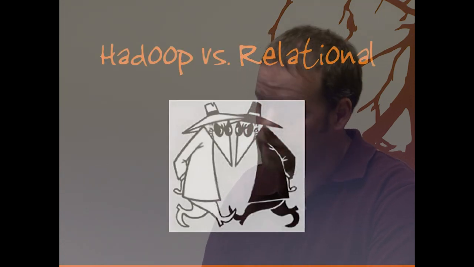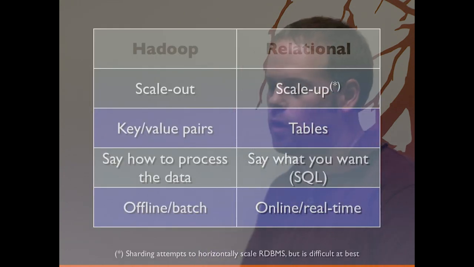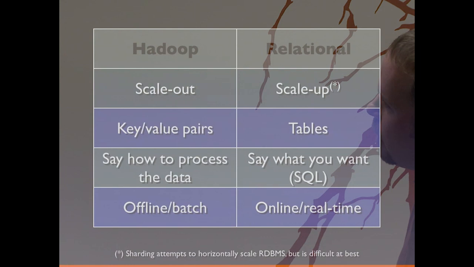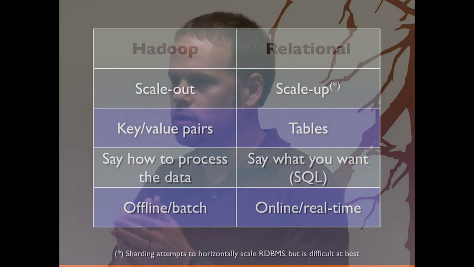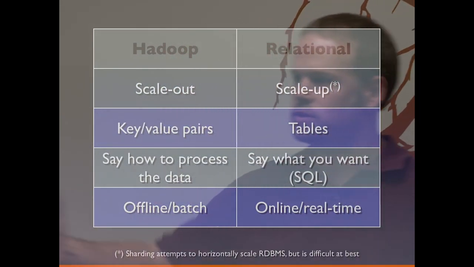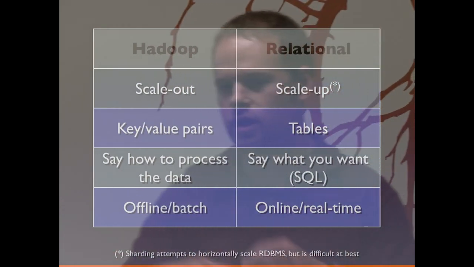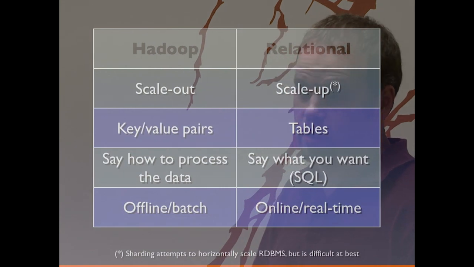So because the comparisons are inevitable, what are some of the key characteristics? On the left, you see Hadoop, and on the right, you see relational. I took some of what I thought were the really big characteristics. With Hadoop, you scale out. You add more machines. That's how you scale it. It's almost a linear scaling. You add more machines, you have more capacity to both store data and to process it. Whereas in relational, typically you scale up by getting a bigger machine.